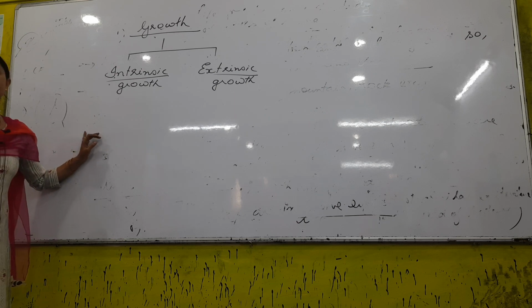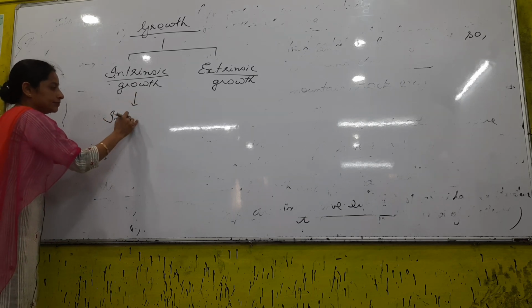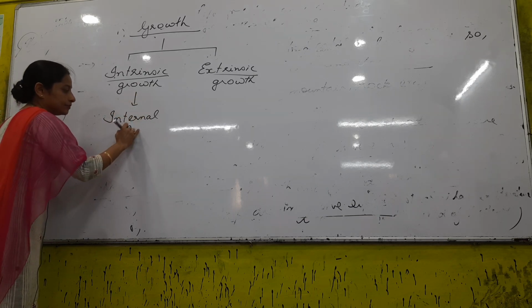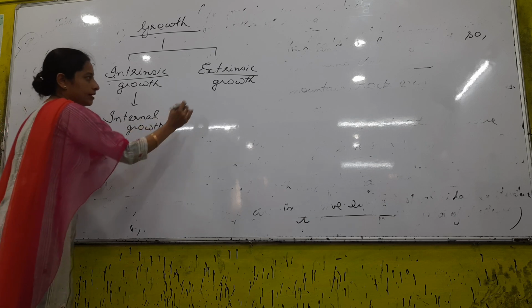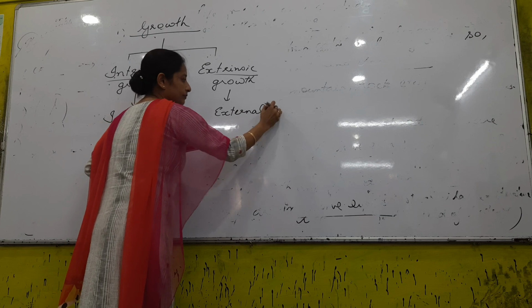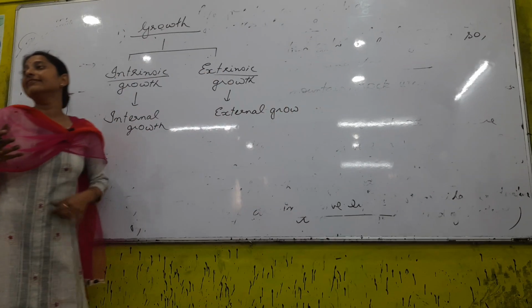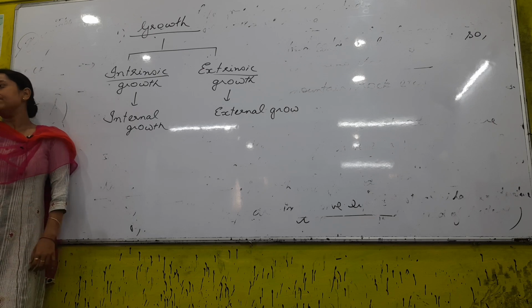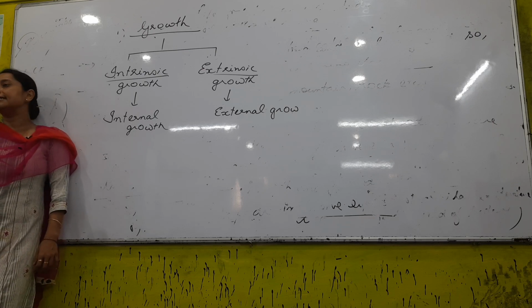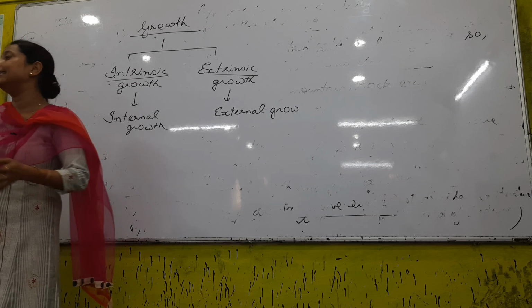Intrinsic growth means internal growth. Extrinsic means external growth. If a substance is growing from inside, that is called intrinsic. If a substance is growing from outside, that is called extrinsic. Remember, I have given the example of a heap of sand, right?